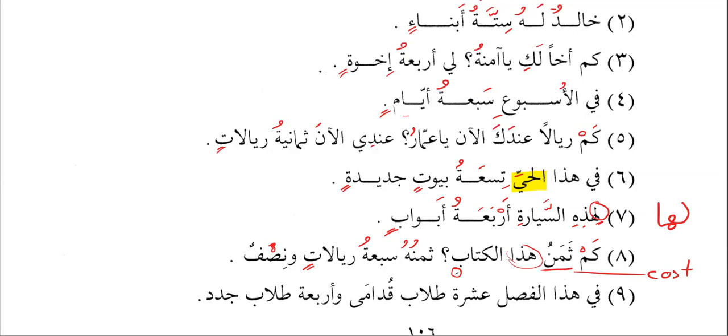ثمن الكتاب. So he says كم ثمن هذا الكتاب? What's the cost of this book? He says ثمنه, its cost. So the pronoun here goes back to the book. Its cost is 7 ريالات, 7 reals, ونصف. نصف means half. So what's the cost of this book? Its cost or its price is 7.5 reals. جيد.